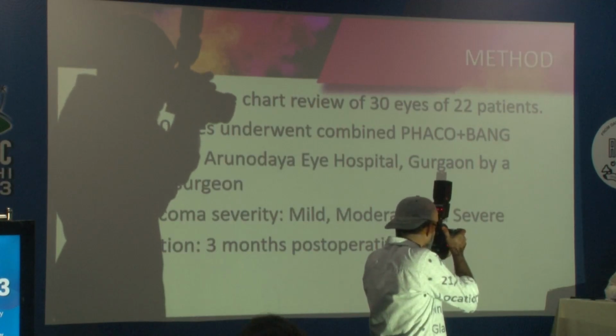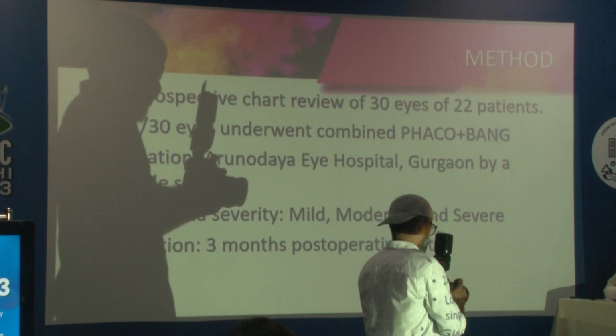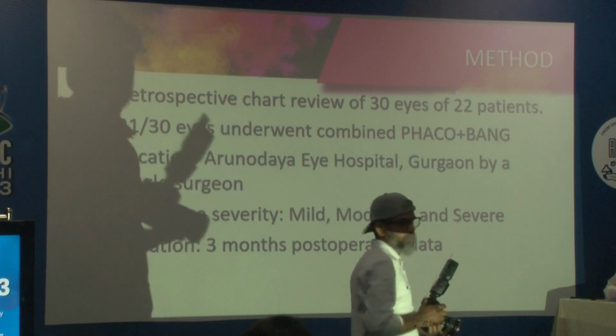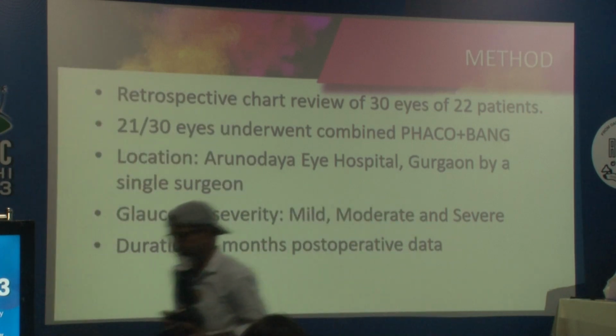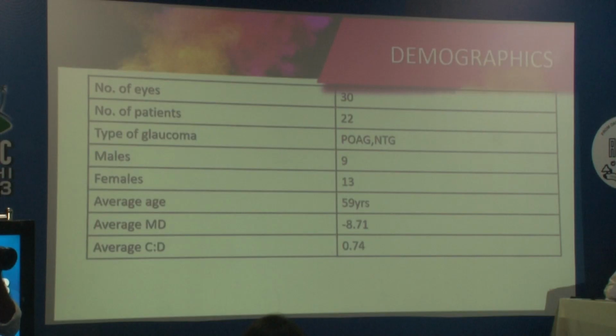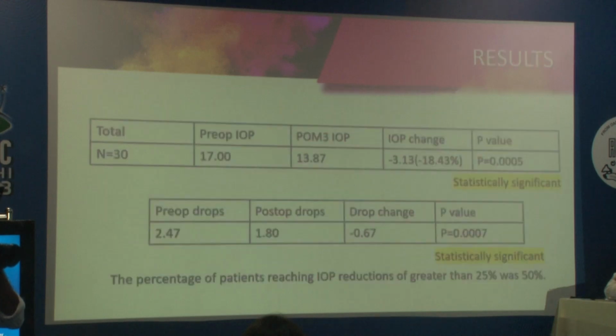So this was a retrospective chart review of 30 eyes of 22 patients, 21 of whom underwent phaco-BANG. It was done by a single surgeon at a single center, and glaucoma of all severity grades was taken, mild, moderate and severe, and the patients were followed up over 3 months post-operatively. The types of glaucoma included were POAGs and NTGs. Male-female ratio was 9:13. Average age of patients was 59 years. Average mean deviation on Humphrey visual fields was -8.71 and average CD ratio 0.74.